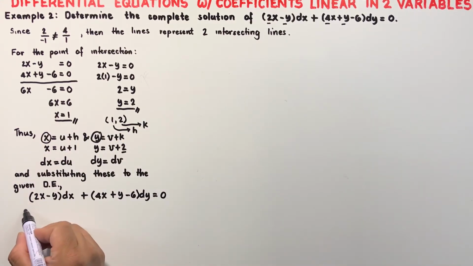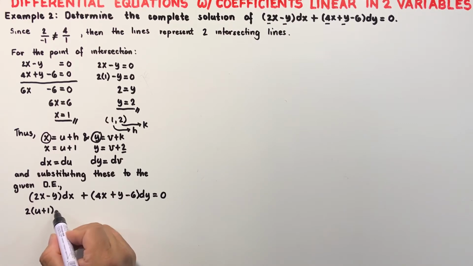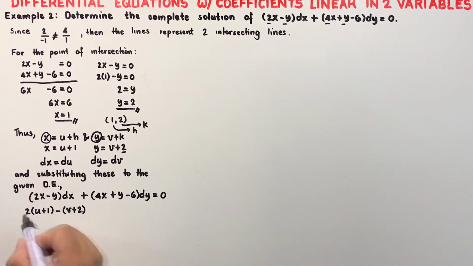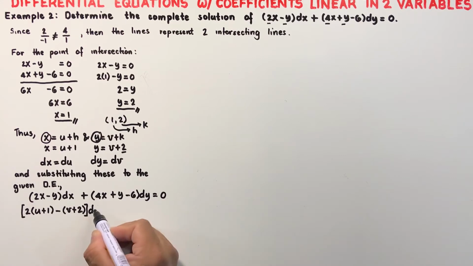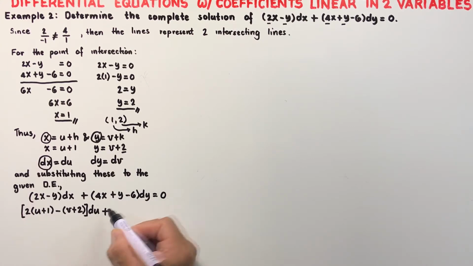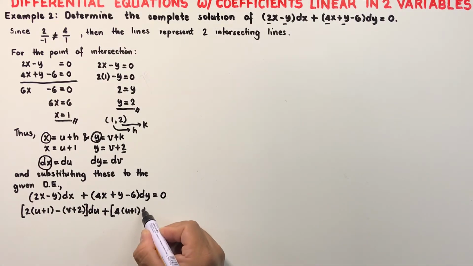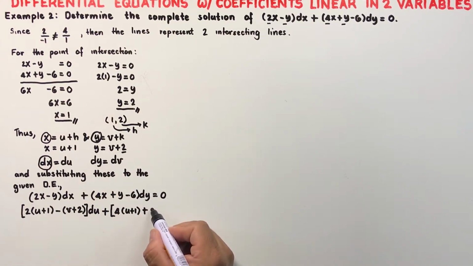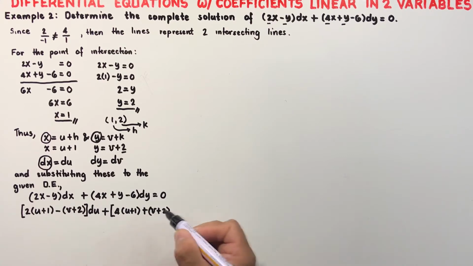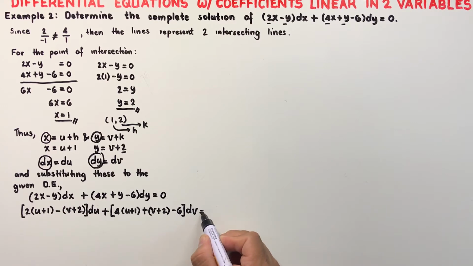So instead of writing x, you will write its representation u plus 1. And then subtracted by y, which is v plus 2. So this is v plus 2 here. And this is multiplied by du, because dx is du here. And then added to the 4 times x, and our x is u plus 1, plus the y, and the y is v plus 2. So we have here v plus 2, and then subtracted by 6, multiplied by dy, which is dv here. And then this is equal to 0.